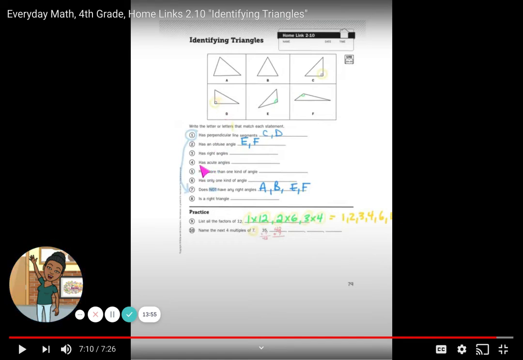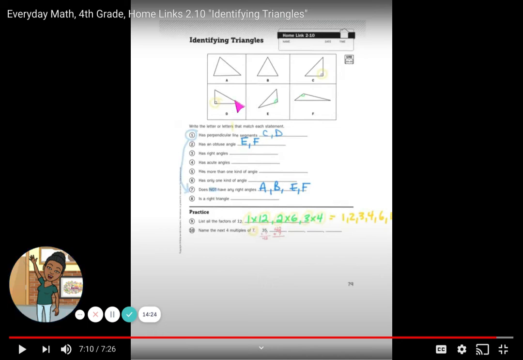Number 4, has acute angles. So looking at these triangles, which triangle has an angle that's smaller than this 90-degree angle? We know for sure it's not D or C. That's what we're looking at. Well, it could be. We could look at another angle. So let's think about that. Do you see any right angles?